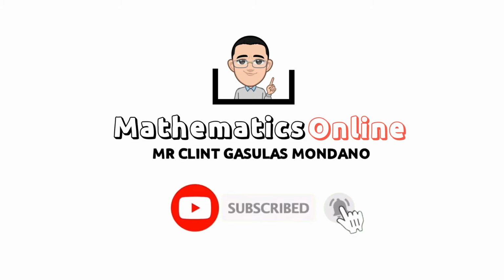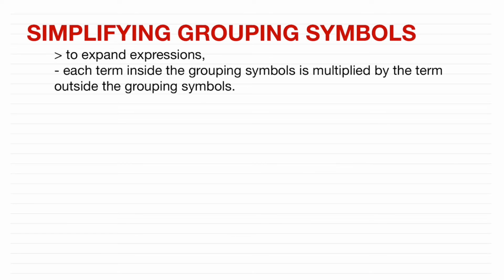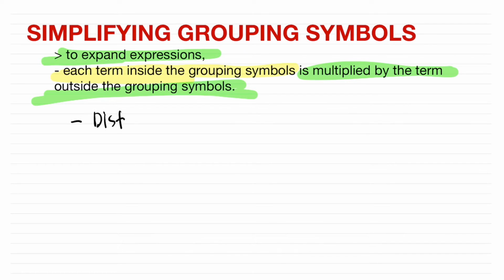Mathematics Online. Alright, today you will be learning simplifying grouping symbols. How do we simplify grouping symbols? First, you have to understand that when you expand expressions, each term inside the grouping symbols must be multiplied by the term outside the grouping symbols. So, the property that we will be using for this is the distributive property.